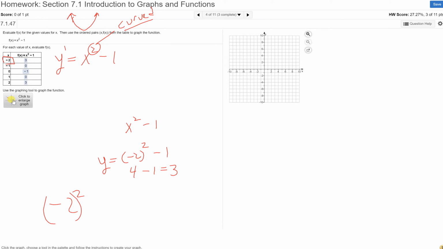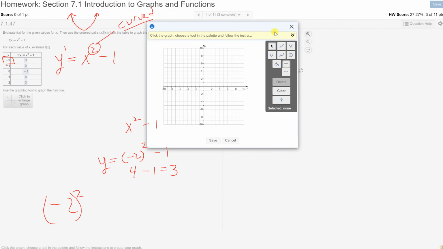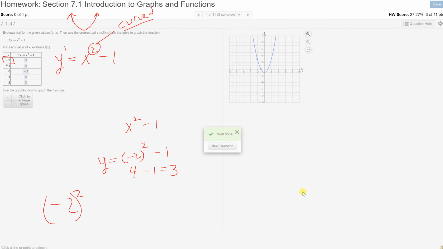So let me take out the draw tool. If you notice that there are all these different types of graphs, we're going to want the curved parabola one because it's the second power. Boom. And now I plot the points. The first point was -2, 3, so -2, 3 is here. The next point was -1, 0 here, and then 0, -1. They don't only need to use 3. Then why would it make me do 6 of them? Whatever. So then I check my answer. Well done.